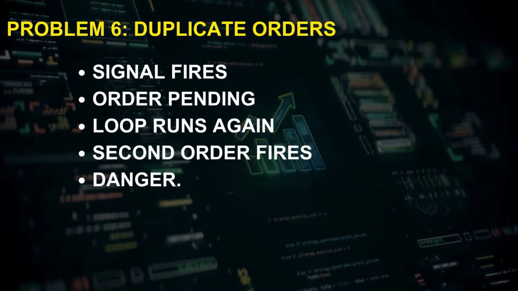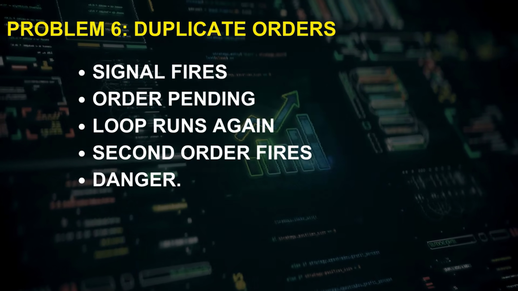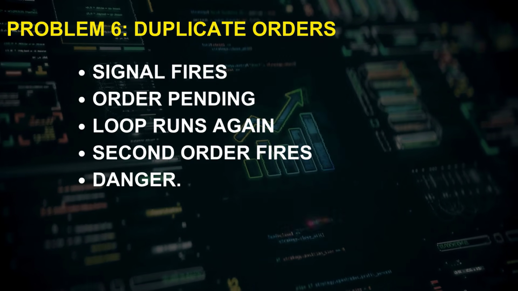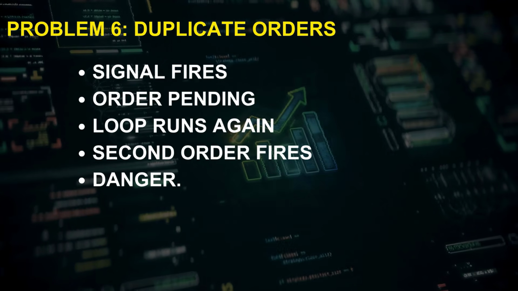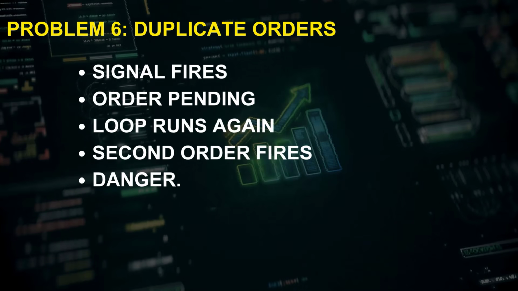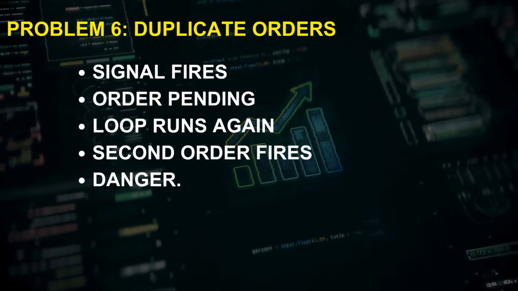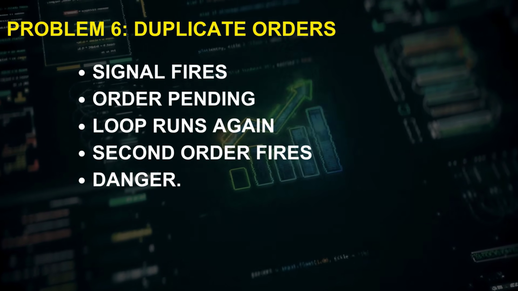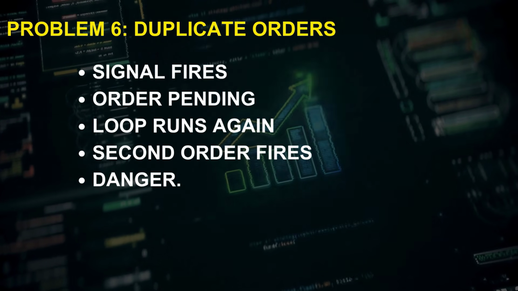This one is one of the classic live bot failures. The bot sees a bullish signal and sends a buy order. The broker takes a moment to respond. The bot loop runs again, sees the same bullish signal and sends another buy order. Now you're oversized because the bot did not understand its own order state. That's not a strategy problem, that's an execution design problem.